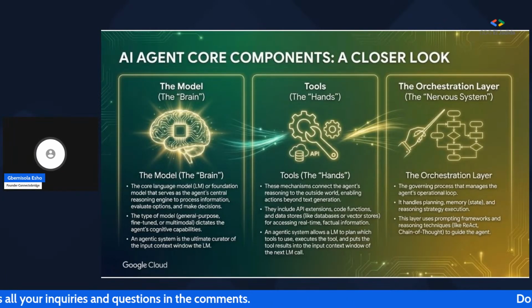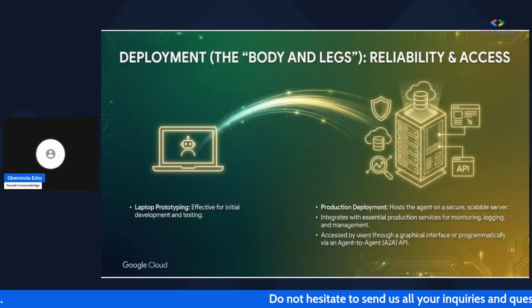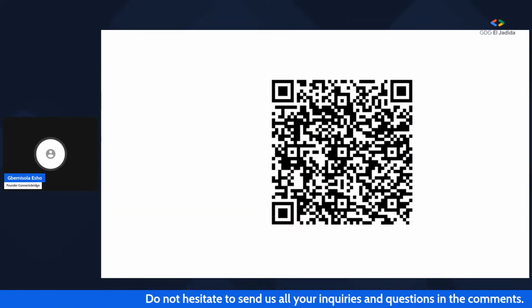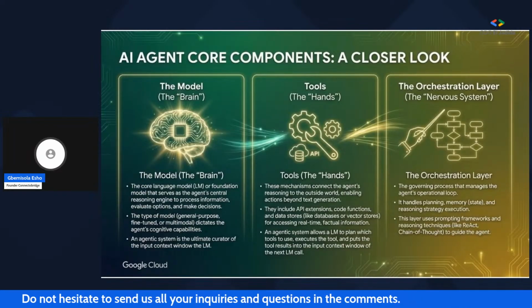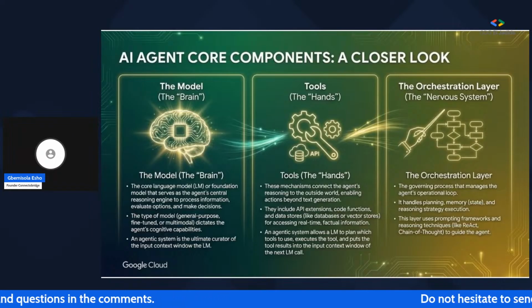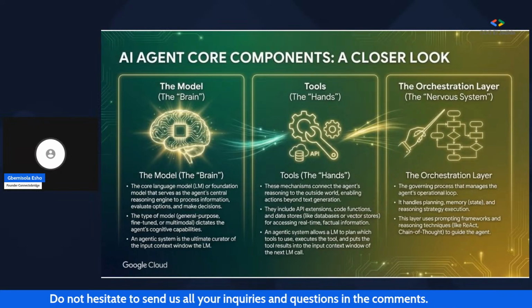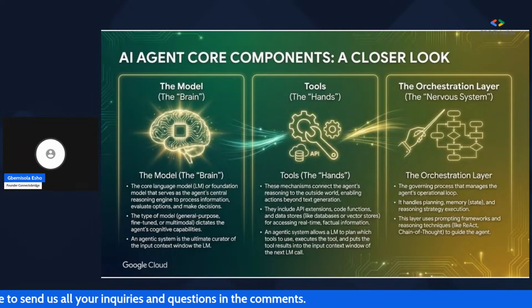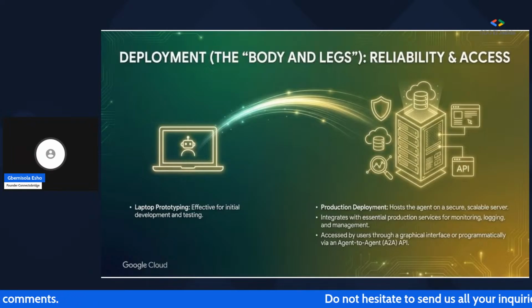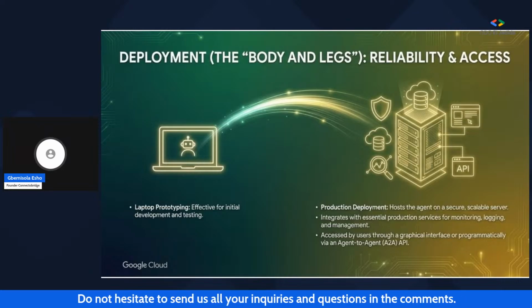Then we'll move on to the AI agent core components. We have the model, we have tools, the orchestration layer, and we also have the body. Those are the things we consider when we're talking about the core components. The model is the brain. Then we have the tools, which are the hands. This is just an analogy of the AI agent. And we have the orchestration layer, which is the nervous system. Furthermore, we have the deployment, which is what we regard as the body and the legs. It's reliable and you can have access.